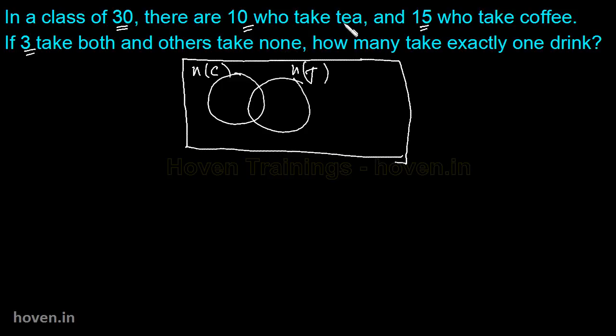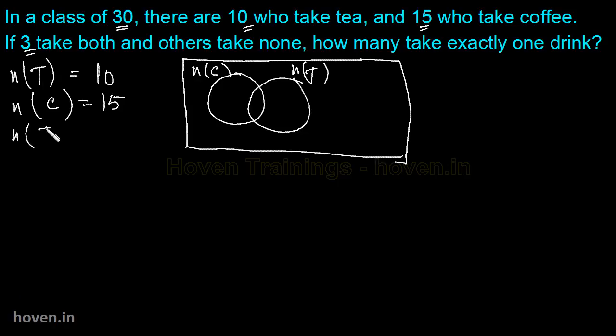There are 10 who take tea. Now he says this take tea, he hasn't used the word only here. So what he means here is that these 10 take at least tea. So we can write NT. This is for at least tea. It is equal to 10. Similarly, 15 who take coffee, so they are also at least ones. NC is equal to 15. 3 take both. So here also we can write T intersection C is equal to 3 and others take none, the remaining take none.